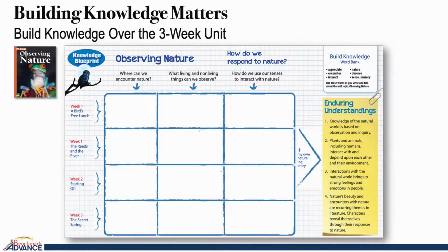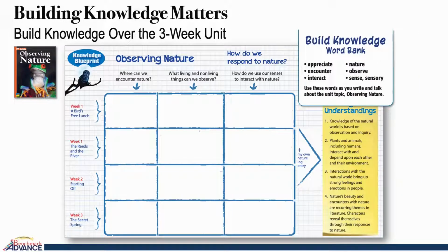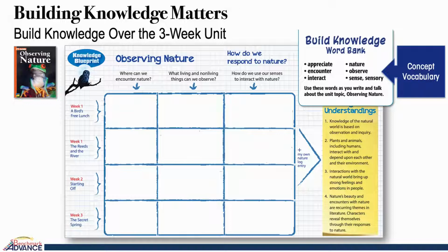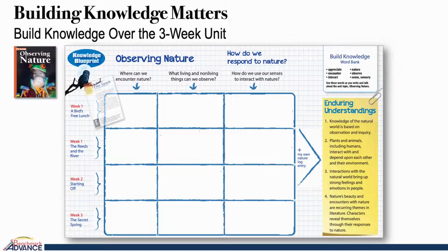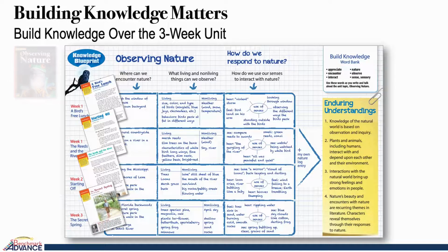Students use a knowledge blueprint to collect their learning. In grades K and 1, we collect together. In grades 2 and above, students collect on their own, right inside their student books. The enduring understandings are clearly stated to help students connect to topic knowledge. Building knowledge vocabulary, or concept vocabulary, is explicitly introduced. Students use it as they speak, listen, and write about the topic. As they engage in topic-based texts, students will continue to add new knowledge.